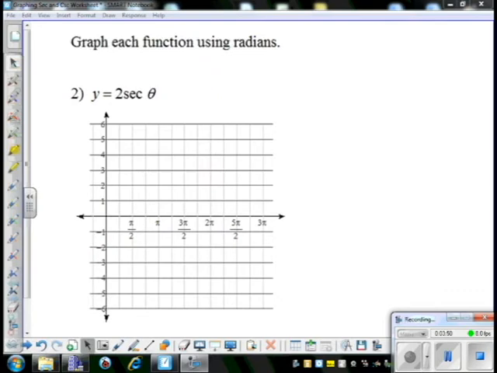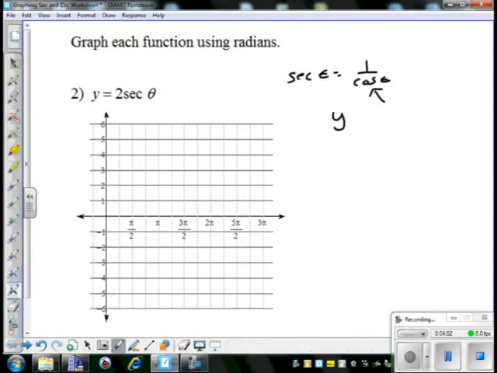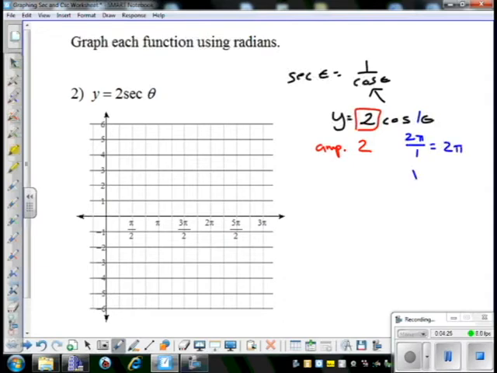Now we're going to graph number 2, y equals 2 secant theta. Now remember, secant theta goes with 1 over cosine theta. So we're going to graph the cosine of this function. So y equals 2 cosine theta. Now the number in front of the cosine, remember here, is our amplitude. So that'll be 2. To get our period, we take 2 pi divided by the number that's in front of theta, which is 1, which gives us 2 pi, and that is our period.